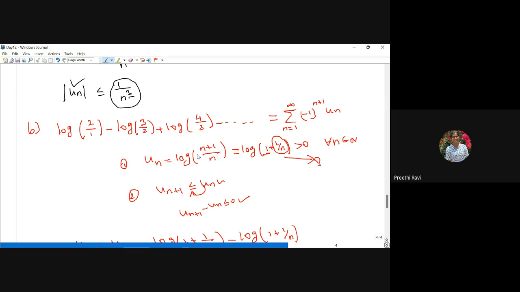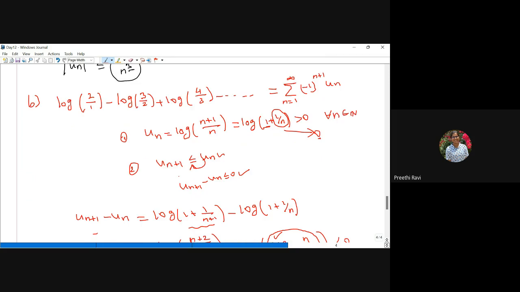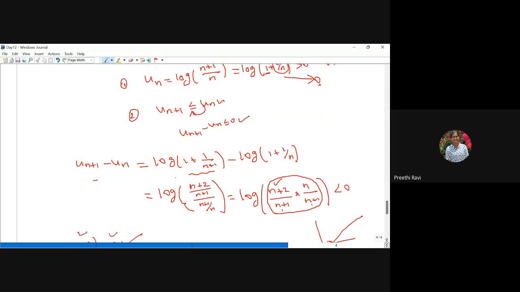Sir, how is this a decreasing sequence, sir? The log value is less than 0. Now we start from here, right? un plus 1 minus un is negative. This is less than or equal to 0. You can take un to that side, we get un plus 1 is less than un. That is decreasing. So substitute n equal to 1, you get u1 is bigger compared to u2, and this is bigger compared to u3, and so on. So it's decreasing.